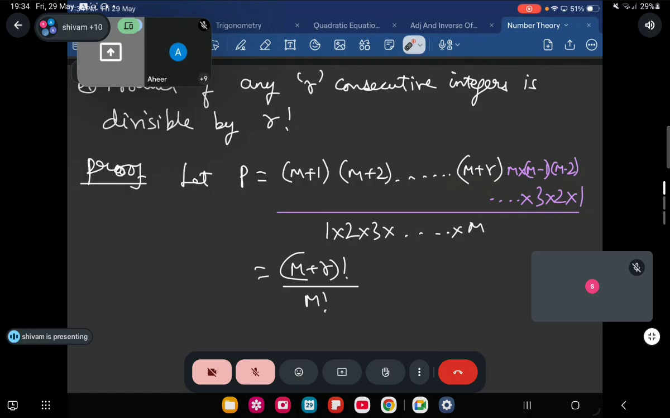Okay. Since I have multiplied by 1 into 2 into 3 up to m, I have to divide by the same thing, m factorial. Understood? Since I have multiplied by m factorial in the numerator, this purple expression is m factorial only, right? So I have divided by m factorial as well. Okay.